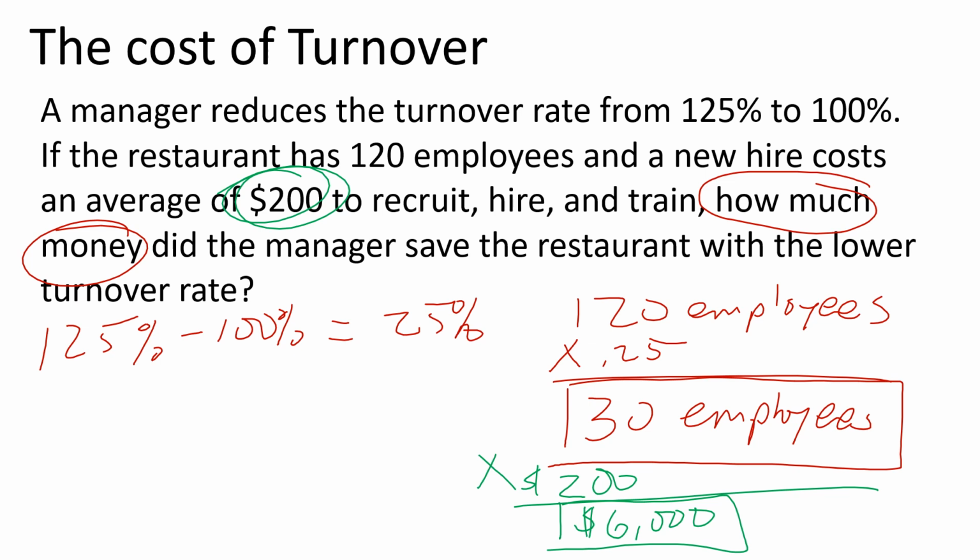But essentially, we're going to take the difference of our turnover rate, apply that to the number of employees we have, so multiply that percentage that we saved, and that's going to tell us that we save, because we decreased from 125 to 100, we're saving money. If we had increased our percentage, then that means we would have spent $6,000 more recruiting, hiring, and training our employees. So because we went from 125 to 100, we saved. If we had gone the opposite direction, that means we would have spent $6,000.